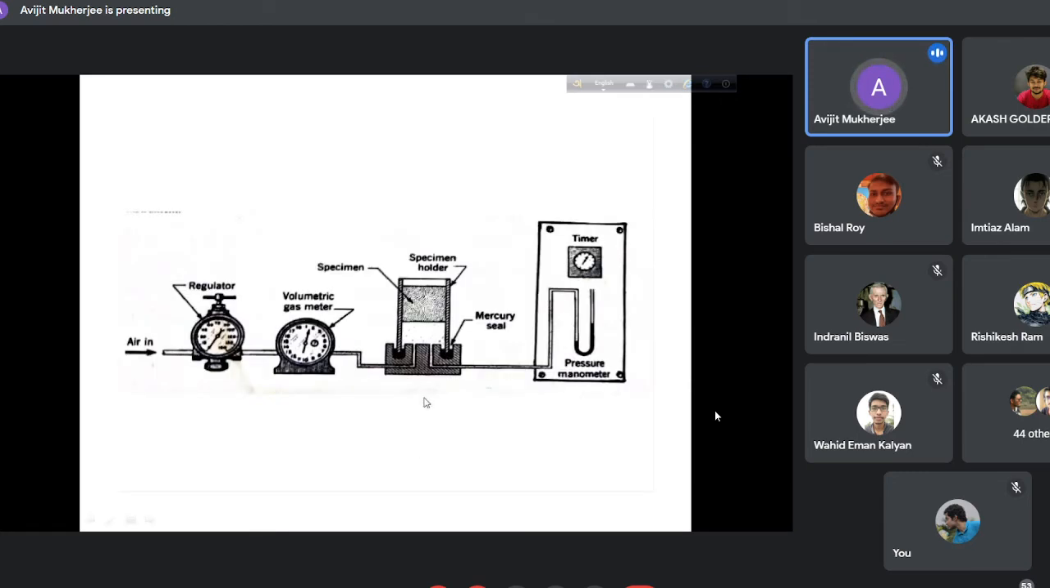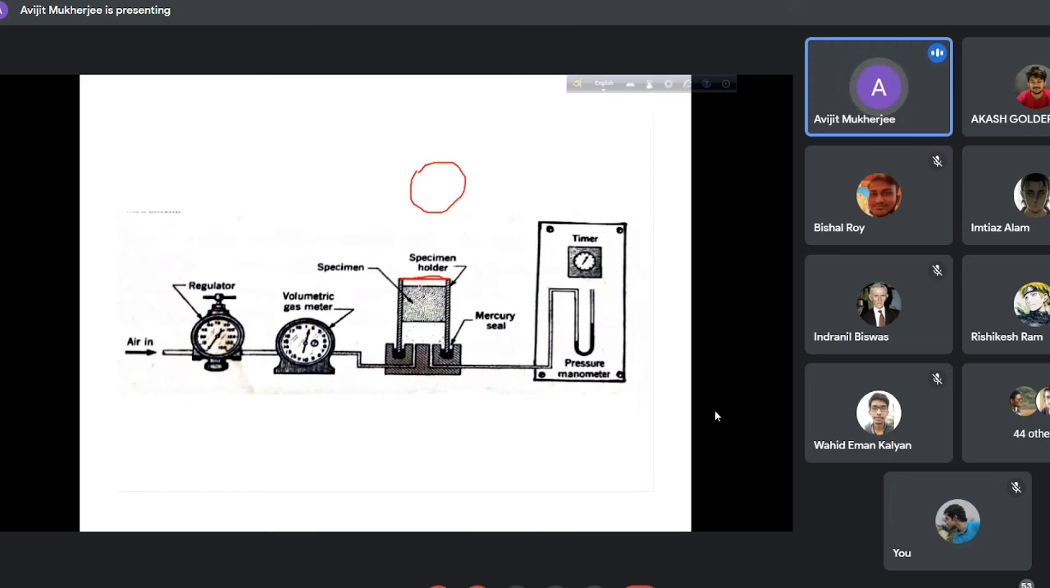This is the device for permeability testing. Now, this short cylindrical specimen here, this is the front view. If you go through the top view, it looks circular. This specimen is held in a specimen holder, in a chamber. This is very important to note: during drawing, almost the majority of you make this mistake.